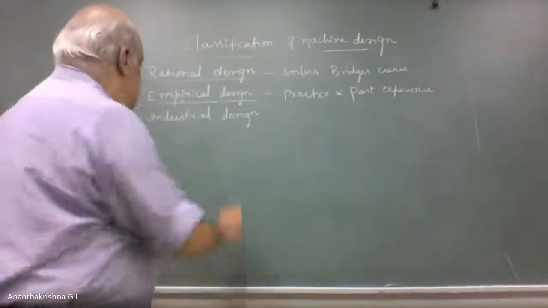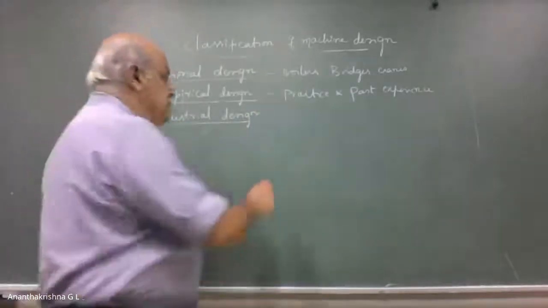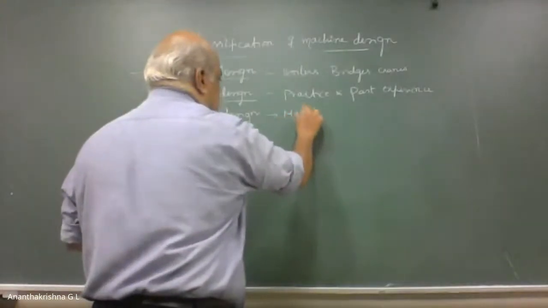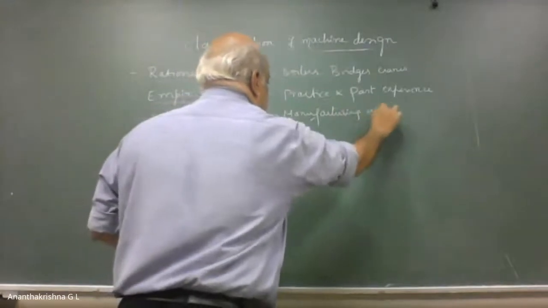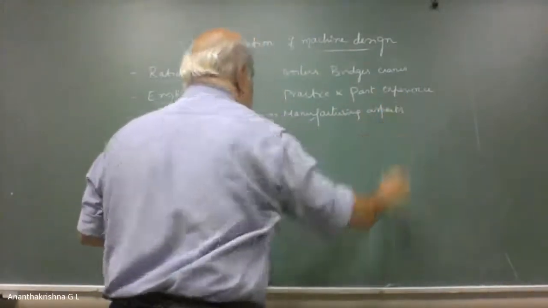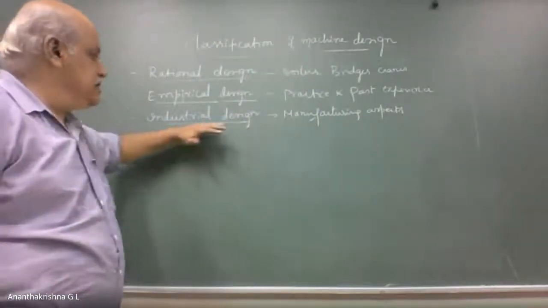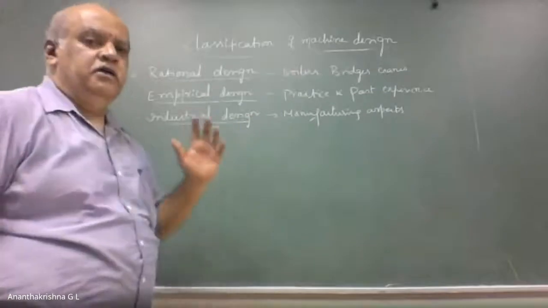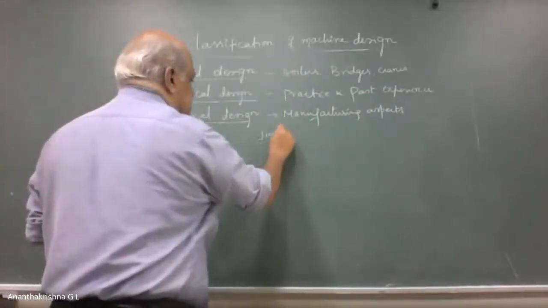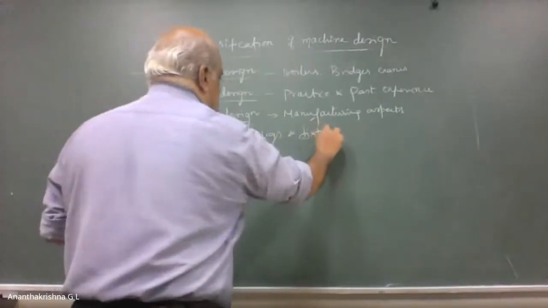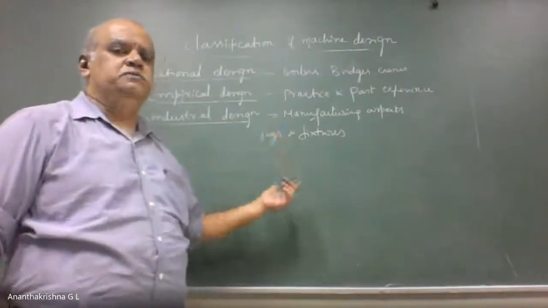Essentially, the industrial design is the design which has manufacturing aspects in it. Such design is called industrial design. Such designs are used in producing the components. The examples can be jigs and fixtures, which are extensively used in industries to mass produce the components.